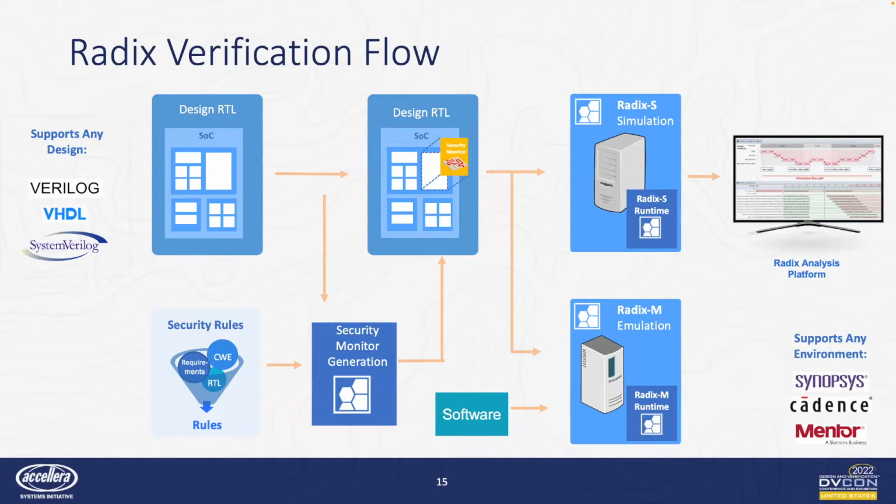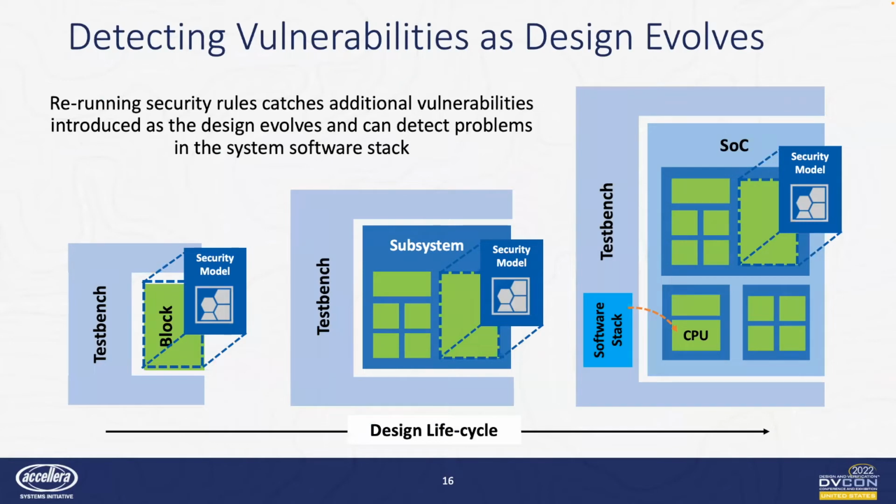The violations are then debugged in the Radix GUI using the waveform database, and this will be shown further in the demo. The security monitor can also be used to verify security requirements when running hardware and software together in emulation. Scalability and reuse is critical for security. A security rule created at the block level is then reused as the block is integrated in the subsystem and the SoC level of the design, ensuring security vulnerabilities are not introduced in the process.